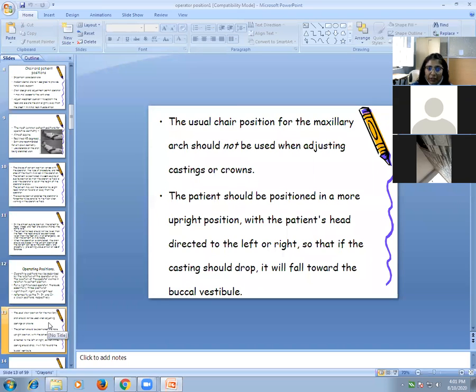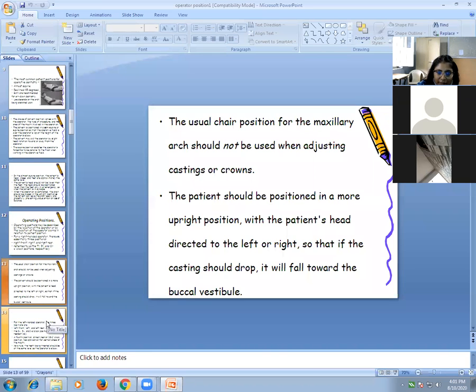The patient should be positioned in a more upright position, with the patient's head directed to the left or right, so that when you are trying a casting, or in simple words, when you are trying to cement a crown, never supine the patient completely. Tilt the head of the patient towards one side and don't recline completely, so that even if your crown falls sometimes, it will fall into the buccal vestibule and not directly into the esophagus of the patient. It will not go directly inside.